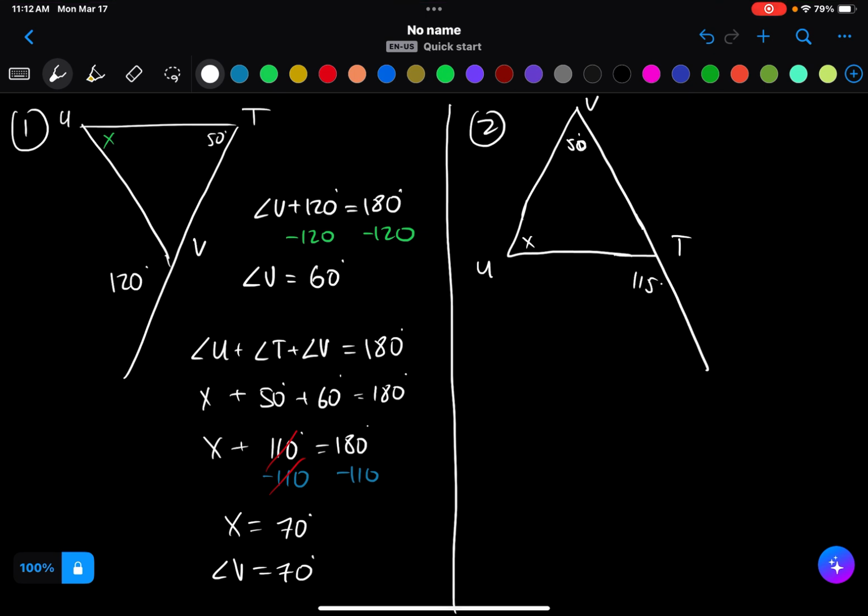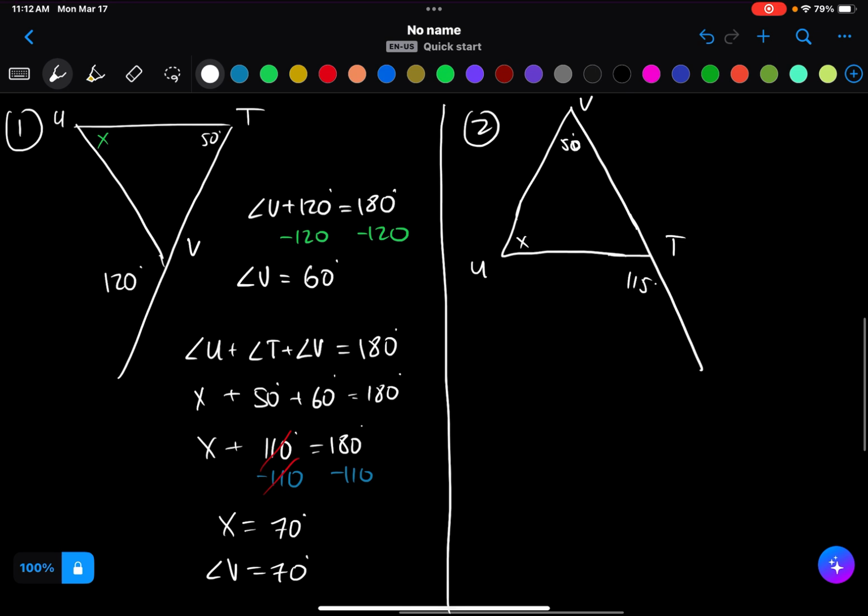Well, for that, I need to find out angle T. And I don't have T, but I know that if I take angle T and add to it the 115 degrees, that's going to equal 180 degrees because these two are a supplementary pair. So that's an easy one. All I need to do is subtract 115 degrees from both sides, which makes these go away. So I know that angle T is going to be 65 degrees.